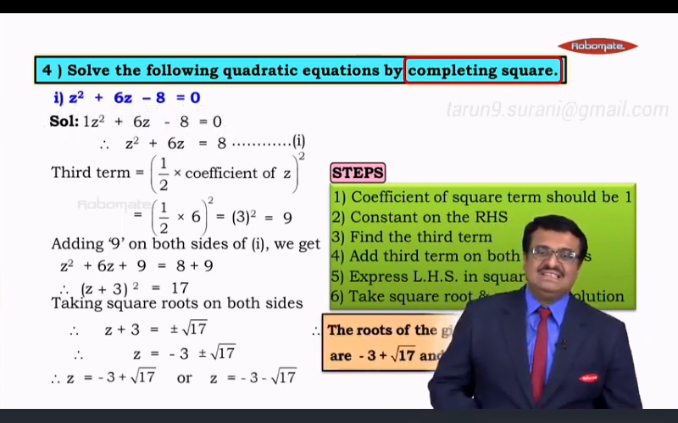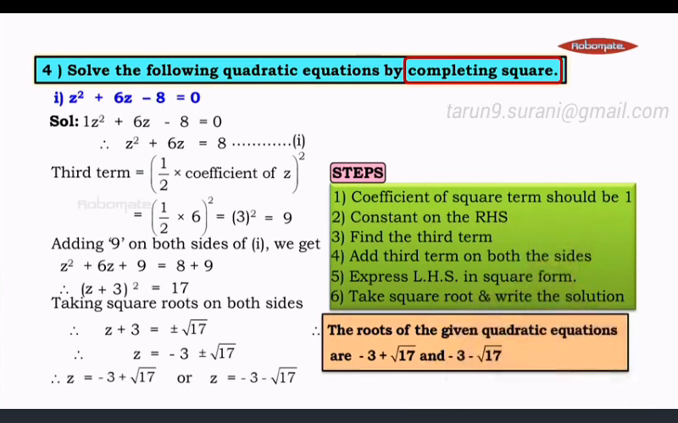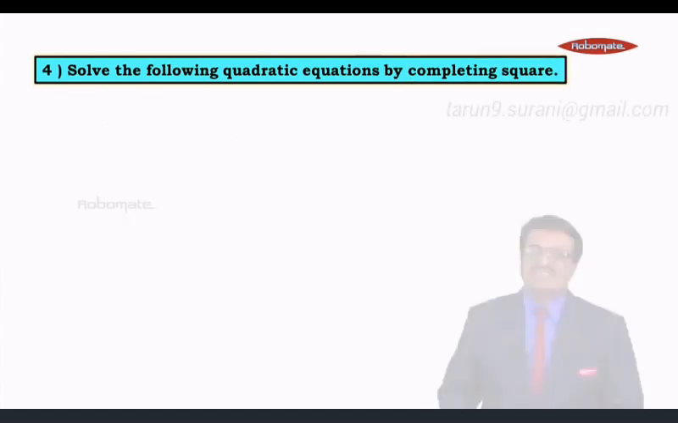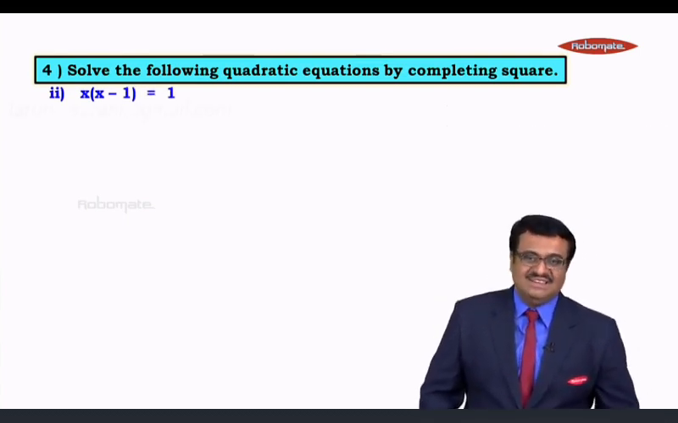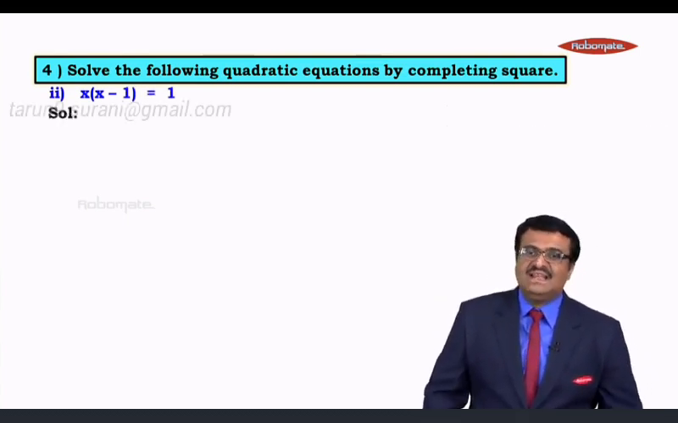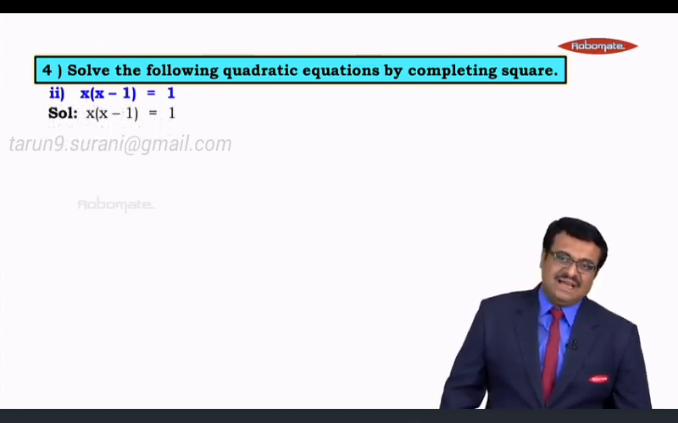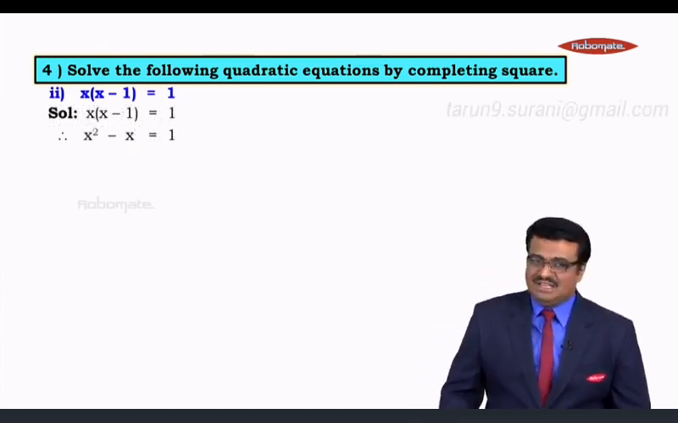Then we write the final answer. The roots of the given quadratic equation are minus 3 plus root 17 and minus 3 minus root 17, right? Then let us take up the next one. The next question is this: x into x minus 1 is equal to 1, right? Now this equation x into x minus 1 is equal to 1. The first step, let us open the brackets.